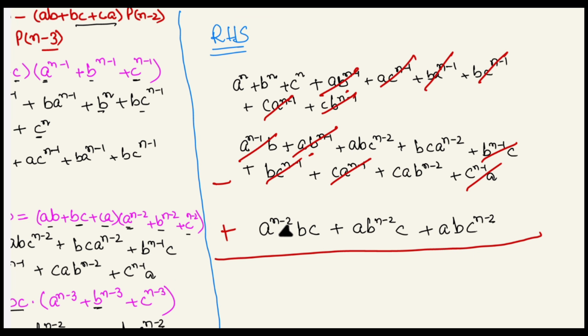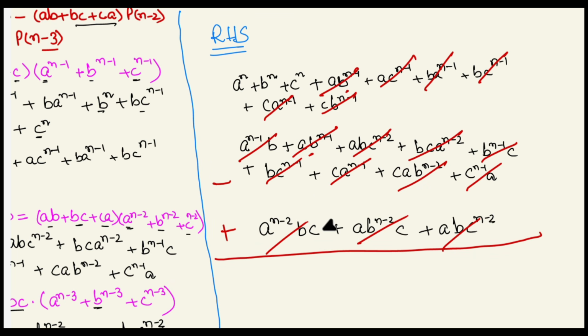So this will get cancelled here. Mind you, there is a minus sign before it because we have a minus here. So minus abc^(n-2) will get cancelled with this one. And bca^(n-2) will get cancelled with this one. And finally cab^(n-2) will get cancelled with this one. So all the extra terms have been cancelled.